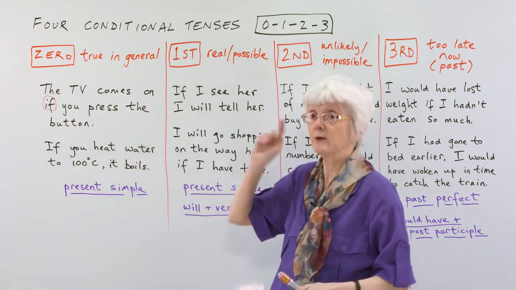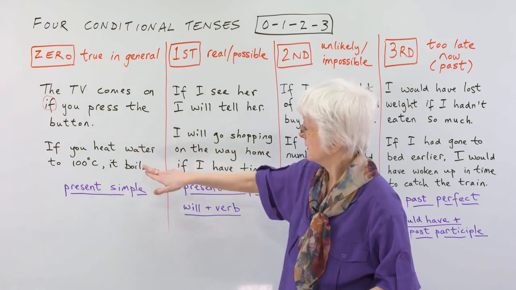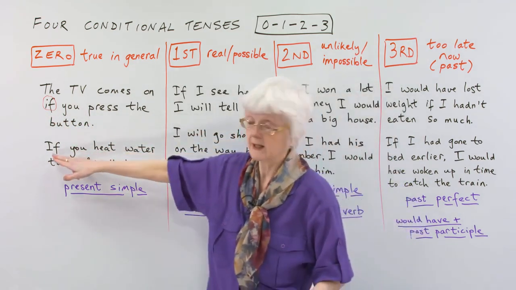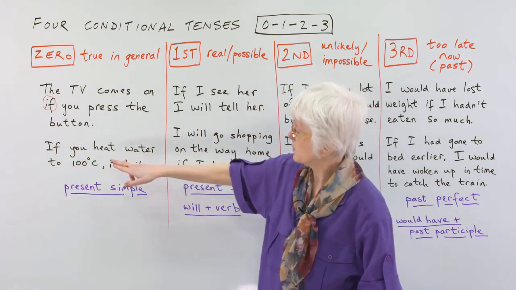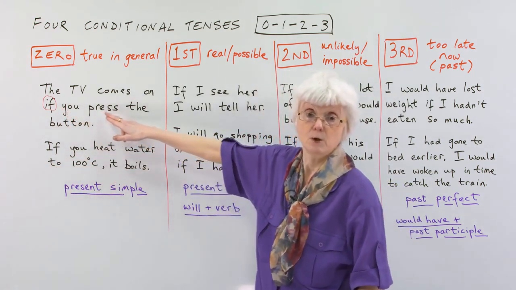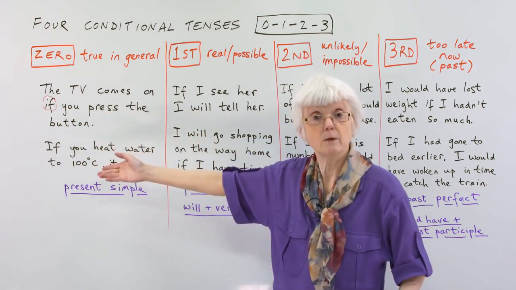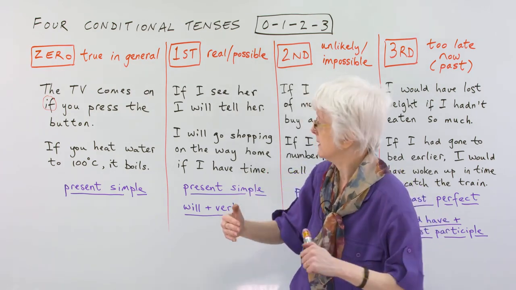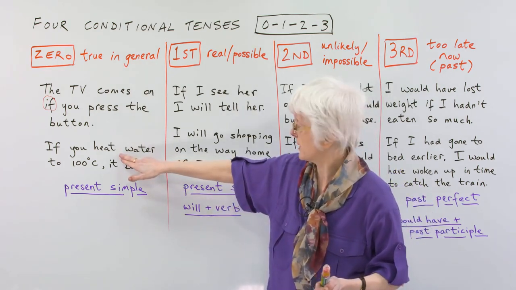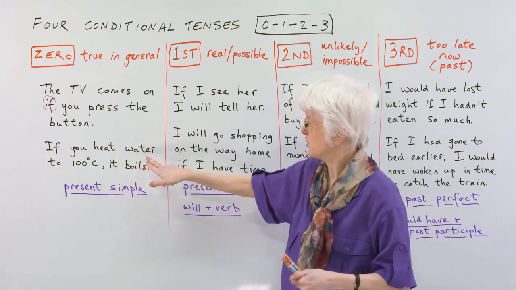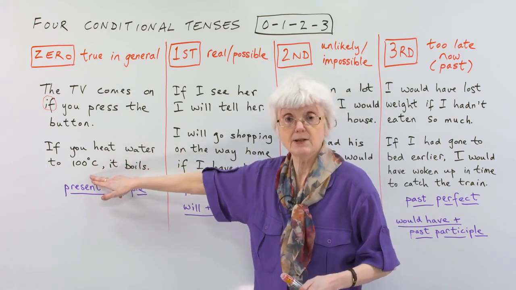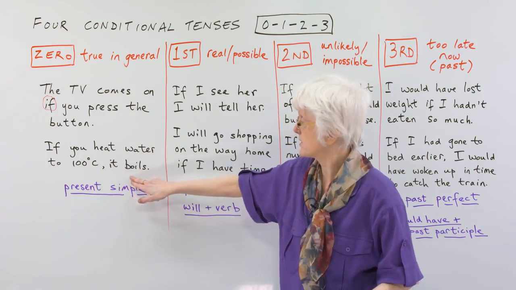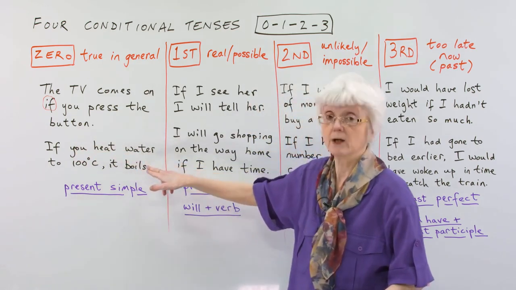So the TV comes on if you press the button, and you can put if either in the middle of the sentence or at the beginning of the sentence. So you could also say, if you press the button, the TV comes on. It doesn't usually matter which order you put them in. So here's another example. If you heat water to 100 degrees Celsius, it boils. The water boils if you heat water.